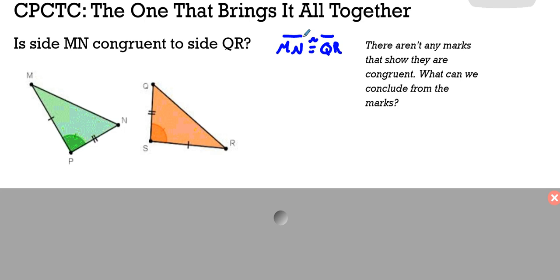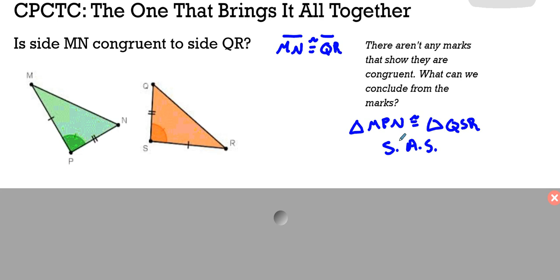We don't have marks on them, but we do have enough marks to determine something else. We do have enough marks to say that triangle MPN is congruent to triangle QSR, and we know that because of side, angle, side. We have enough information given to us to determine that the two triangles are congruent. What we're trying to prove, however, is that side MN is congruent to side QR.